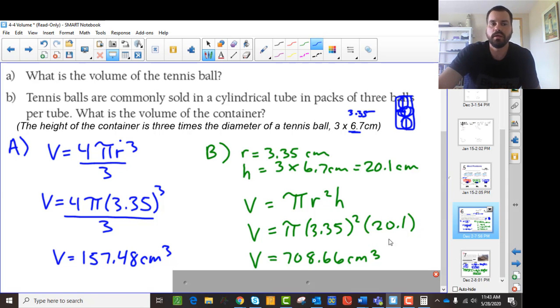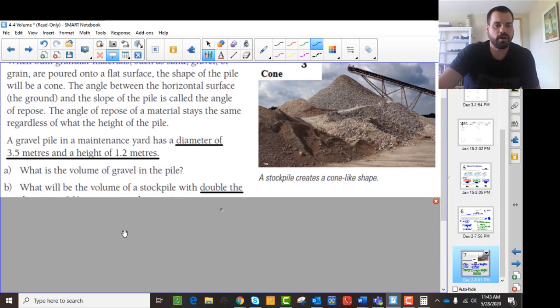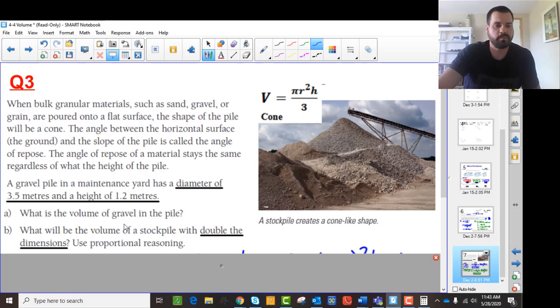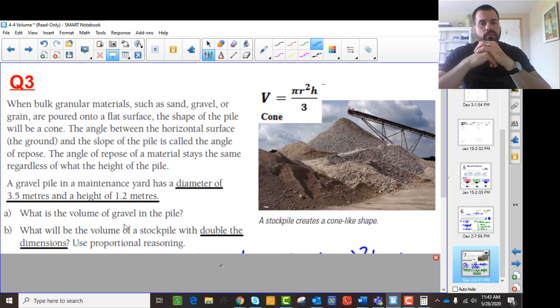We'll do one more contextual problem. Okay, so here's another problem, and it's a lot of words, but basically what it says is, when you take granular material like sand, gravel, or grain, and you may actually have seen this if you live in St. John. On the west side of St. John, there's a pulp and paper mill, and the wood chips come in and they go up along these exact same sort of elevator here.